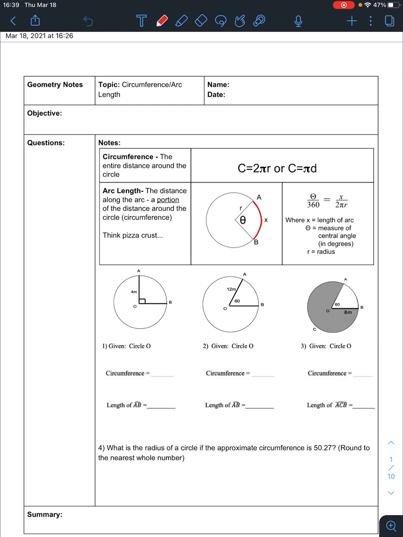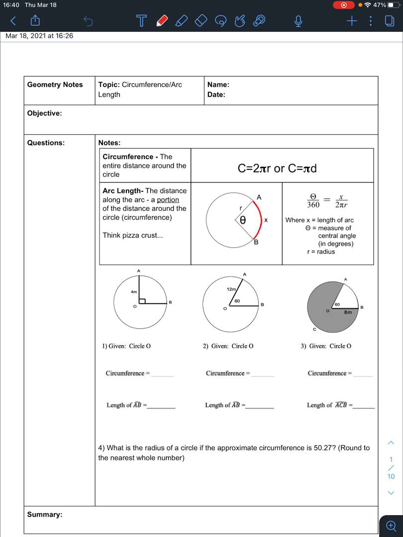So we're going to start with something familiar, circumference. Circumference is just the distance around the circle. It's also the perimeter. Perimeter is the distance around a polygon. Circumference is the perimeter around the circle. You can find the distance around a circle.